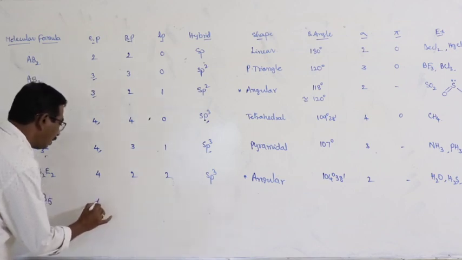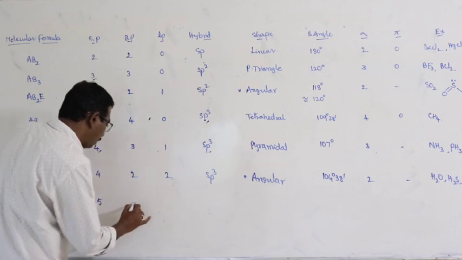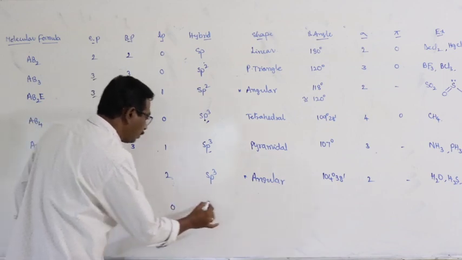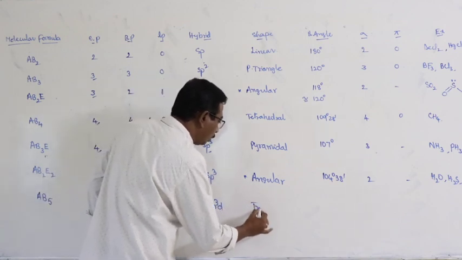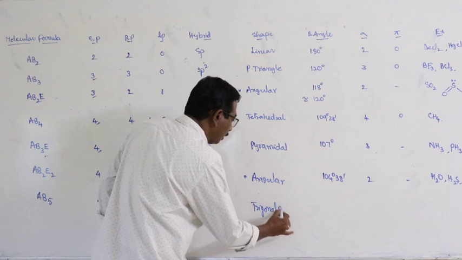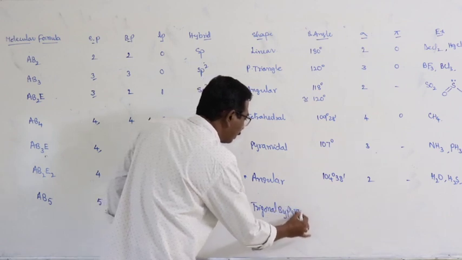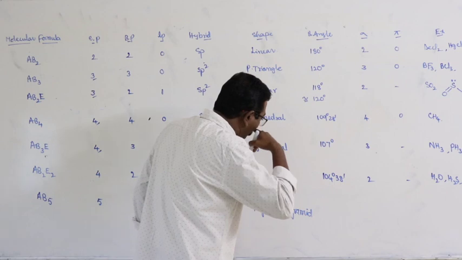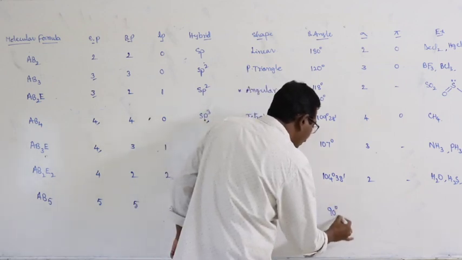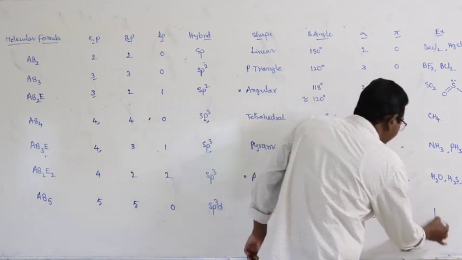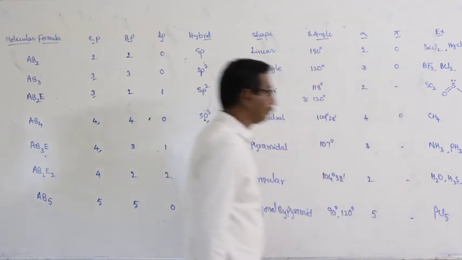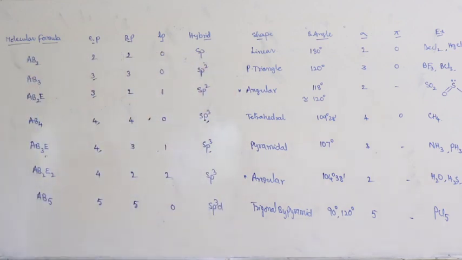Next, AB5. Number of electron pairs 5. Number of bond pairs 5. Lone pair 0. Hybridization sp3d. Shape of the molecule trigonal bipyramid, with bond angles 90 degrees and 120 degrees. Sigma bonds 5. Example PCl5. And we can write with the same combination AB4.